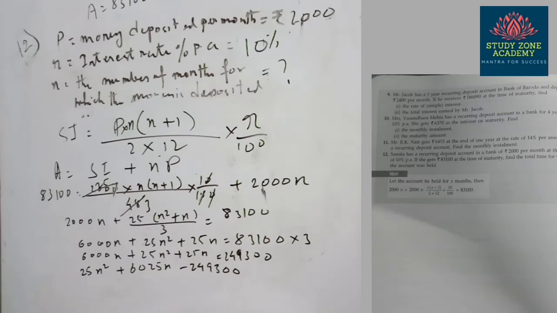Can we do anything else? Yeah, we can take common. We can take 25 common. So 6025, how much? Okay, fine. It is going to be 241n minus, now this one, 2493 by 25. It's a huge thing. Let me do the calculation here.